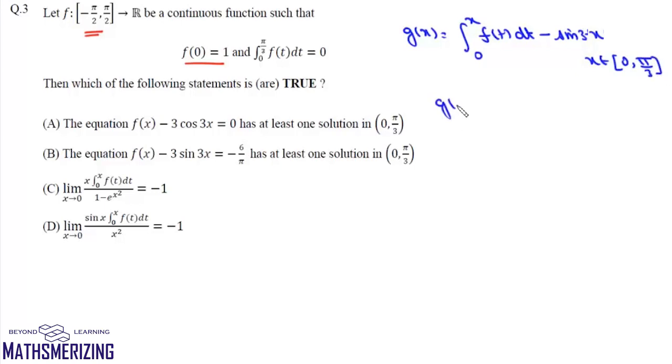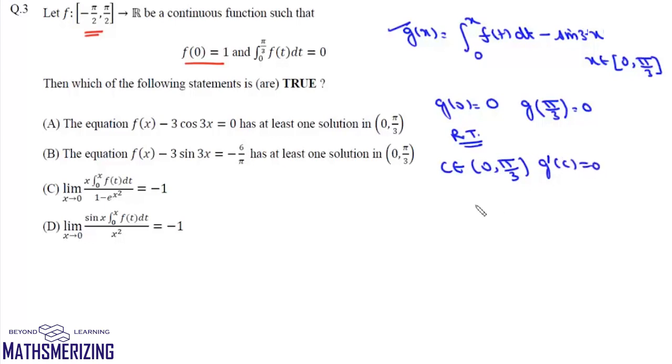Now if we find g(0), it is 0 and sin 0 is also 0. So the value of g(0) is 0, and if we find g(π/3), the integral from 0 to π/3 is 0, and then sin π will also be 0. So this function g(x) is continuous and differentiable. g(0) is equal to g(π/3). That means this function g(x) satisfies the conditions for Rolle's theorem. Then from Rolle's theorem, we can say there exists at least one c in the interval 0 to π/3 such that g'(c) is 0.